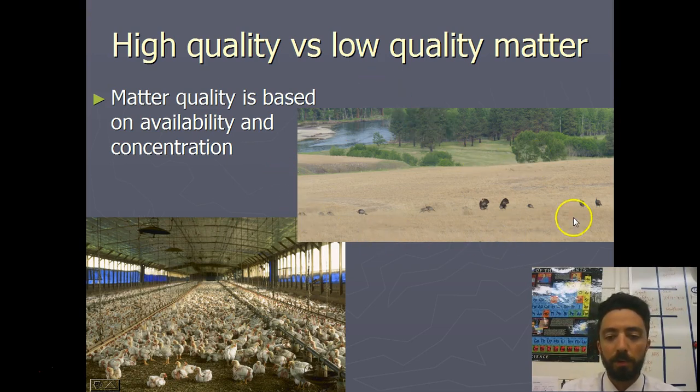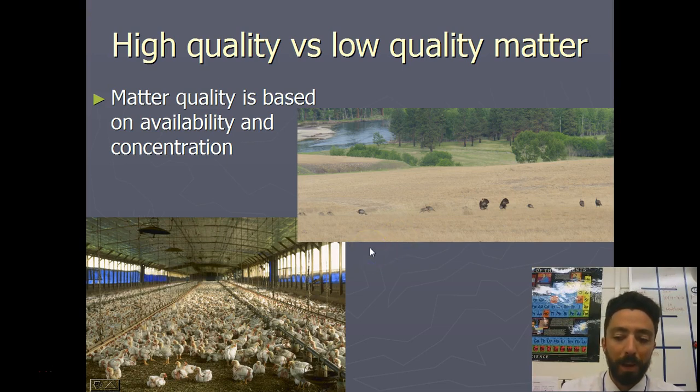And this herd of wild turkeys out here, this would be an example of low quality matter. So we have a much larger scope in this picture. The landscape shot's a lot bigger, but we have much fewer turkeys. They are less available and less concentrated, so they'd be lower quality turkeys than what you see over here. Doesn't necessarily mean that their meat does not taste as good or is not as good of a replacement as our farm turkeys. In fact, you'd probably have a lot of people argue the opposite, that these wild turkeys taste better, but matter quality is based on availability and concentration.